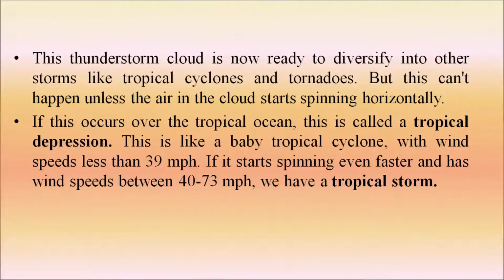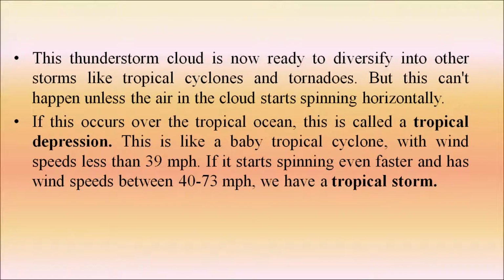As this process continues, the cloud grows and we eventually get a large thunderstorm cloud. This thunderstorm cloud is now ready to diversify into other storms like tropical cyclones and tornadoes, but this can't happen unless the air in the cloud starts spinning horizontally. If this occurs over the tropical ocean, this is called a tropical depression. This is like a baby tropical cyclone with wind speeds less than 39 miles per hour.